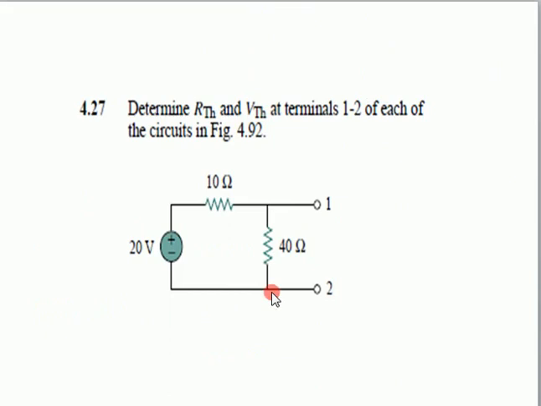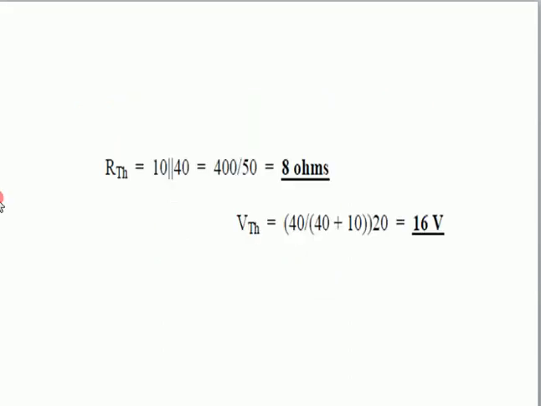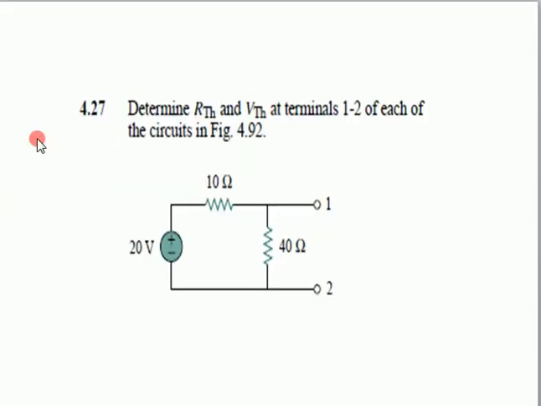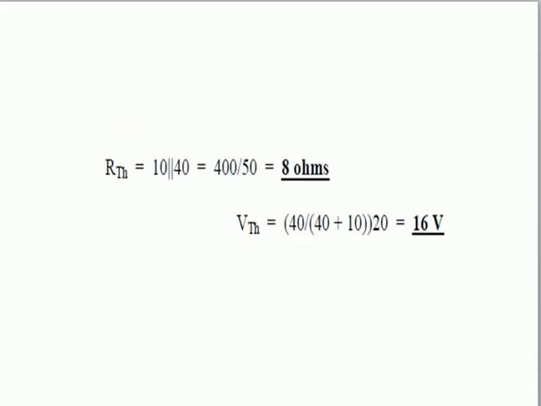Now this is the question from your exercise. In this question you have to find out the RThevenin and VThevenin at the terminals 1 and 2. First of all, we will find the RThevenin by simply shorting the source. Then RThevenin is equal to 10 ohm in parallel with this 40 ohm, that we will see from this open circuit. So we will get the value of RThevenin, that is equal to 8 ohm.